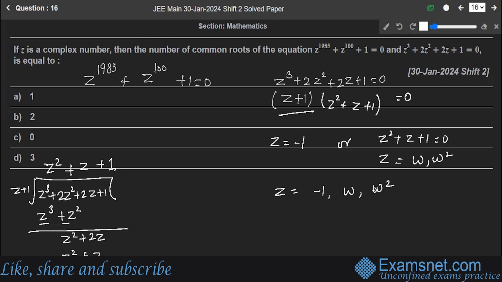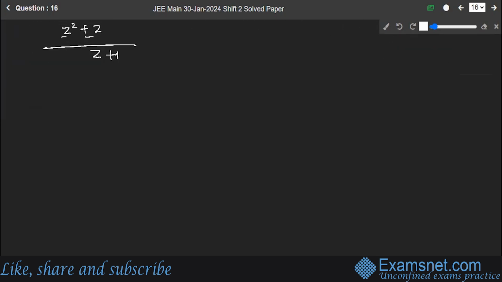Omega is the cube root of unity. Now, see, if I put Z is equal to minus 1, it will not satisfy this equation. This will be minus 1 plus 1 minus 1, which is not equal to 0. So Z cannot be taken as minus 1 because it is not satisfying the second equation, this one. So let's put then Z is equal to omega.